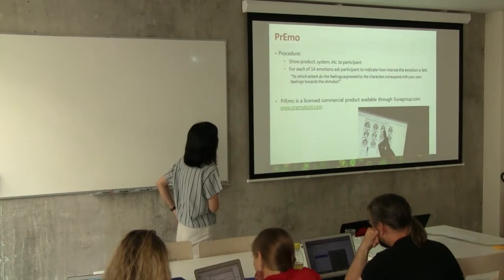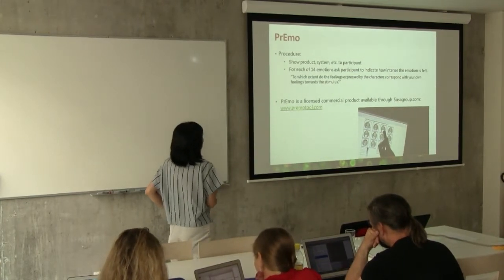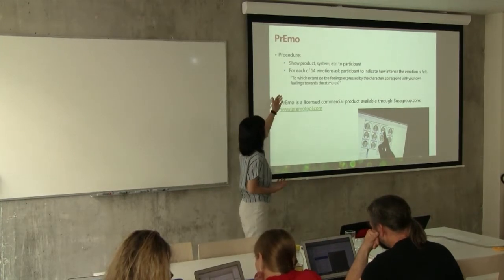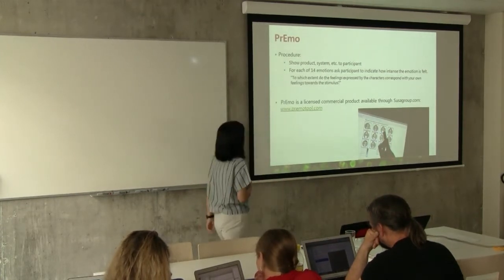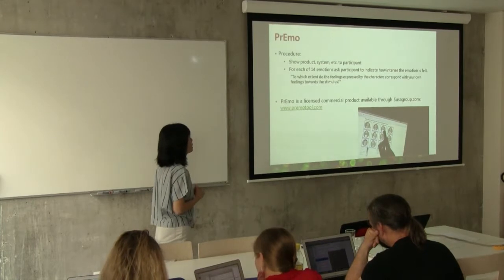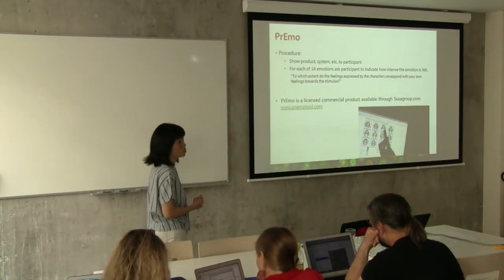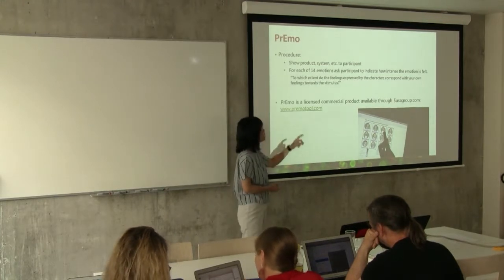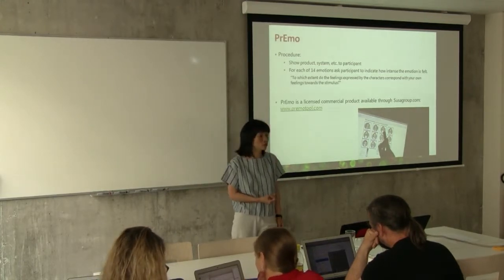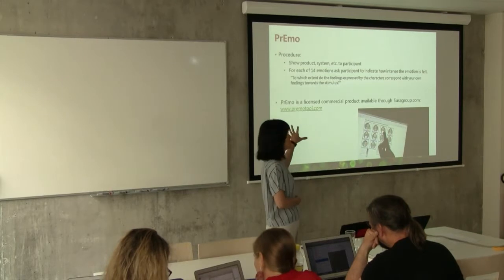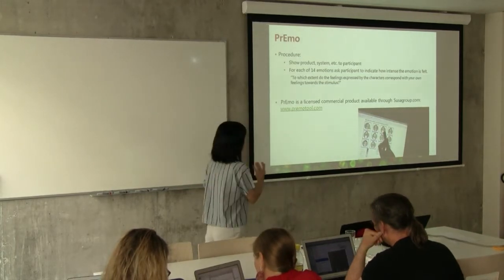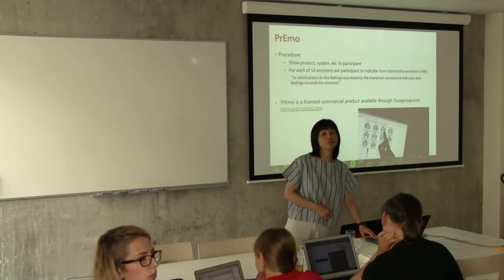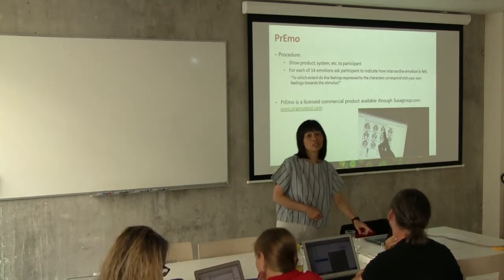For each of the 14 emotions, you show the product, and then you show the emotions. So you ask this question: to what extent do the feelings expressed by the characters correspond with your own feeling towards the stimulus, or towards the product? So now it's used to analyze commercial products, but I don't know how popular it is in the commercial world. In academia, it's very popular in the design world. That's also where it comes from.